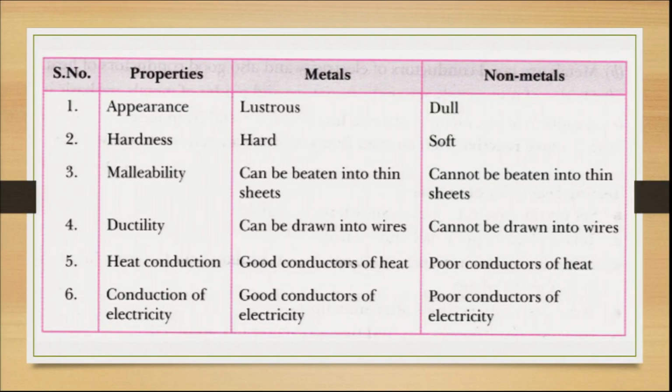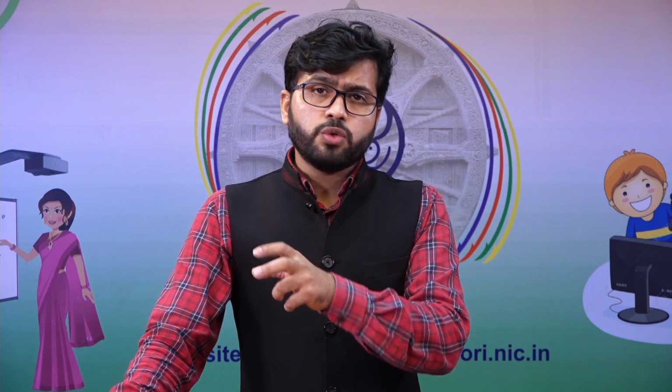So moving on to the third property, that is malleability. Malleability means when you hit or hammer metals, they can be converted into thin sheets. Whereas if you hammer a non-metal, they are generally brittle and they will break down to small pieces. So we say metals are malleable and non-metals are non-malleable. That means metals can be converted into thin sheets.